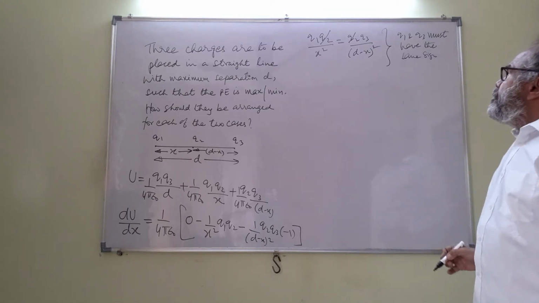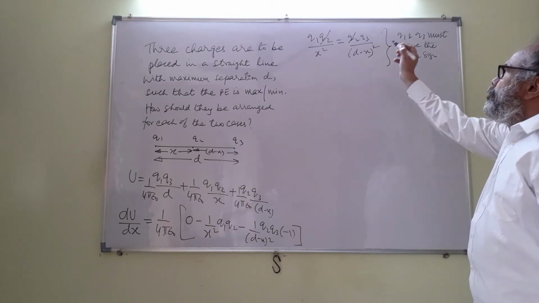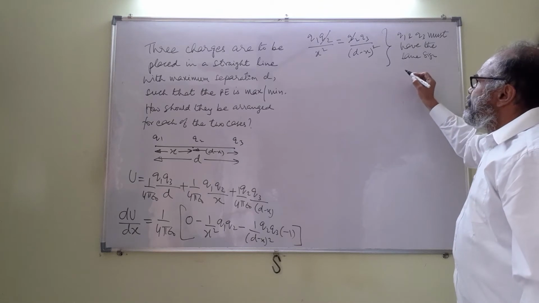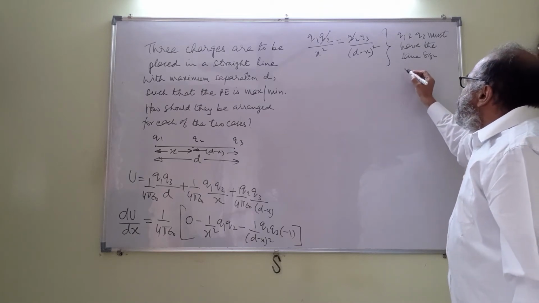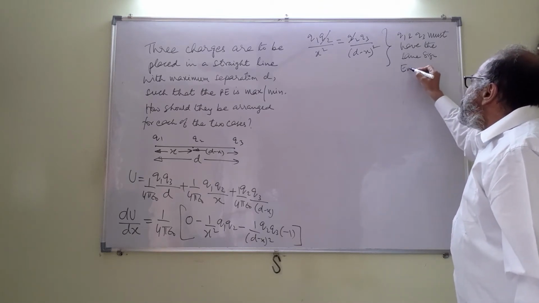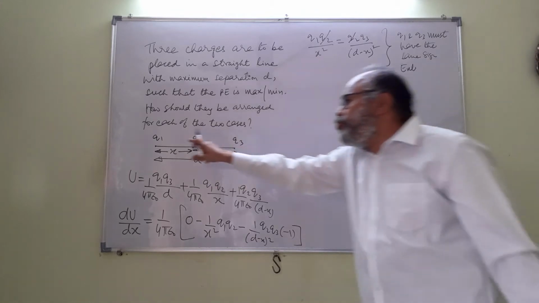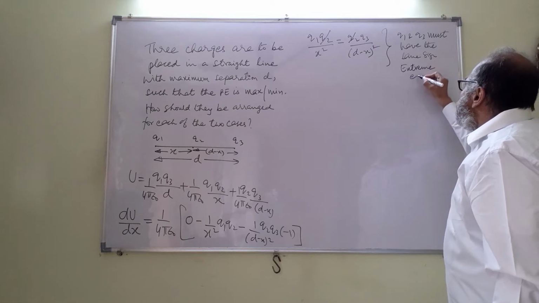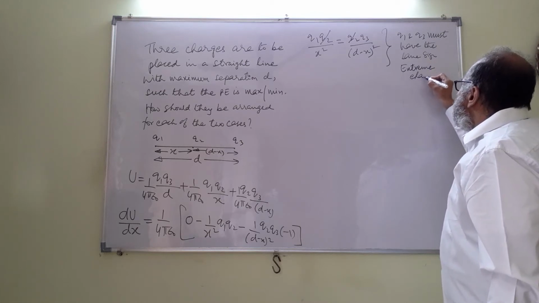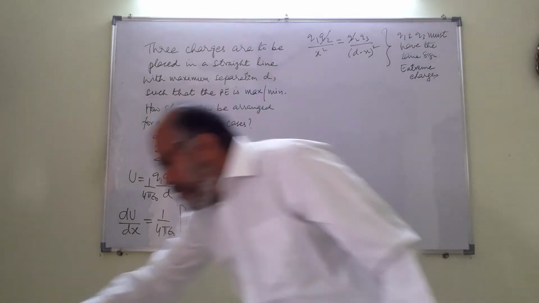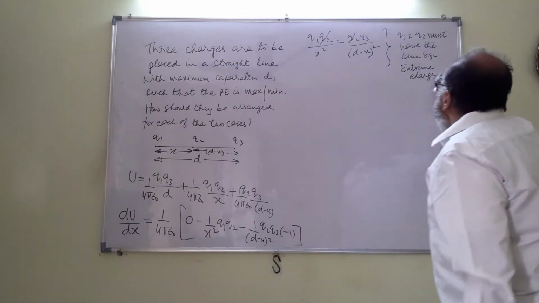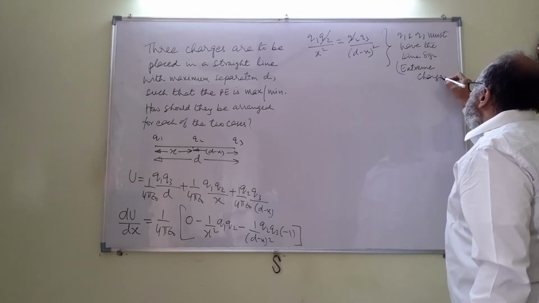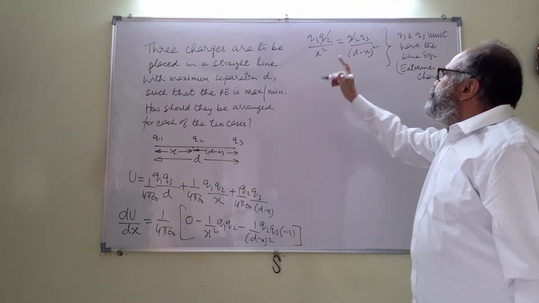So therefore, Q1 and Q3 must have the same sign, it means that the extreme charges must be of the same sign. Q1 and Q3 are the extreme charges.